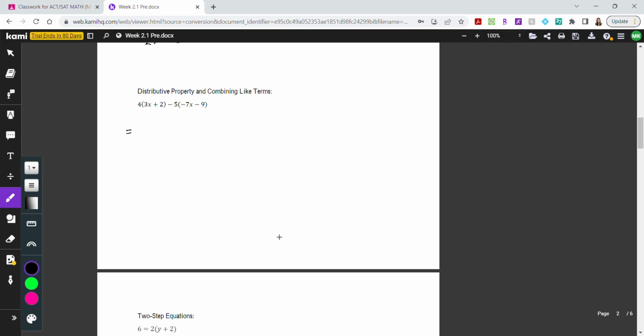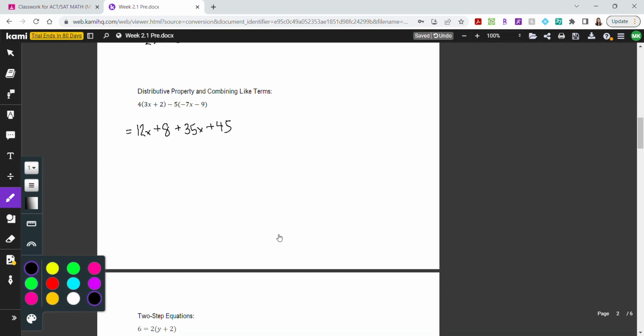So let's do 4 times 3x is 12x. 4 times 2 is positive 8. Now negative 5 times negative 7x is going to give us negative 35x. Negative 5 times negative 9 is positive 45. All right.